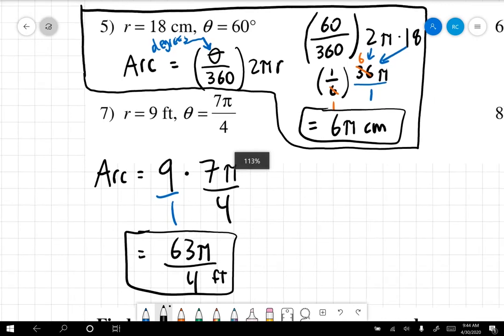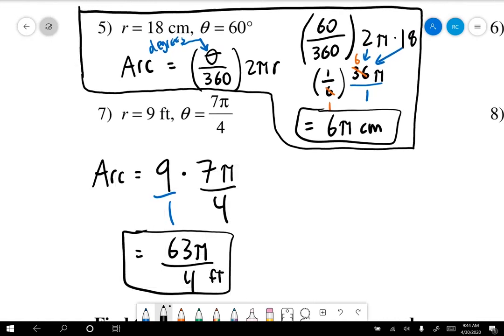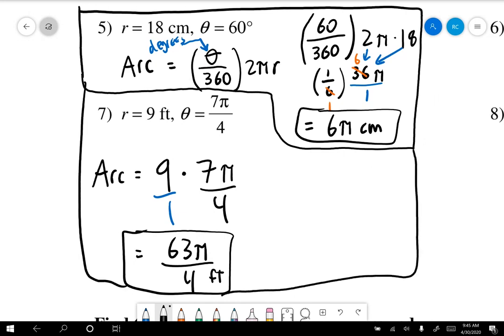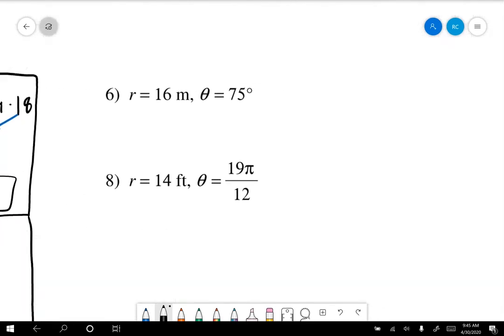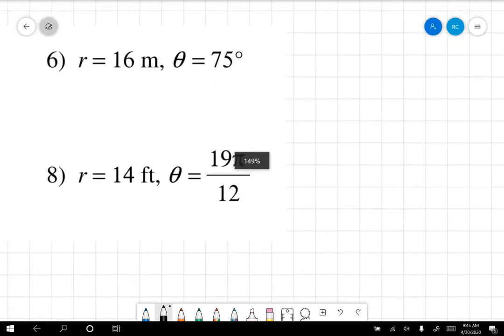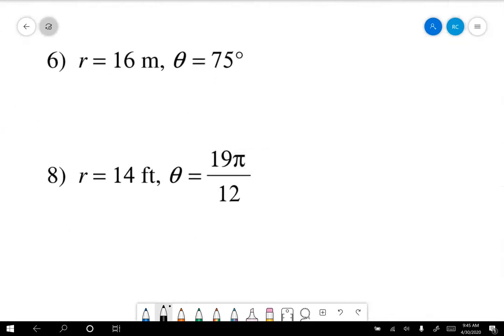So I'll give you a sec to take a look at those two. Pause the video if you need to. All right, let's move on. We've got 2 more. One is degrees, one is radians. I have a feeling we're going to end up doing the same thing that we just did. Take a second, pause the video, look at your notes from the last 2 problems, see what you can do. The problem is exactly the same, but you're going to have a couple of different numbers.